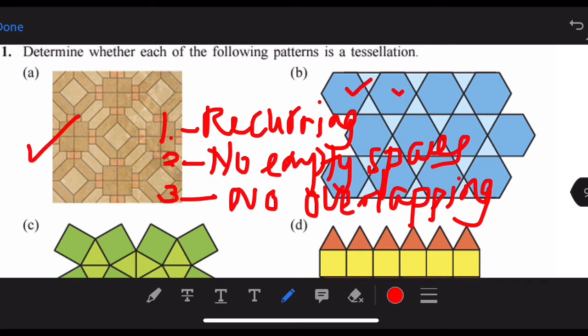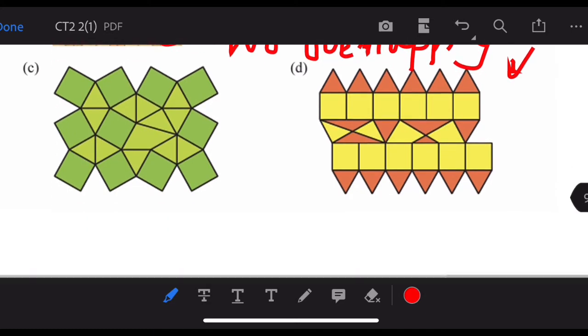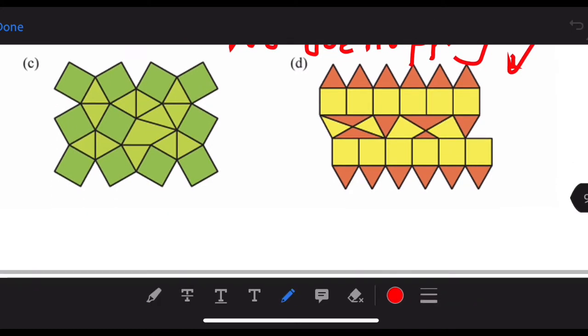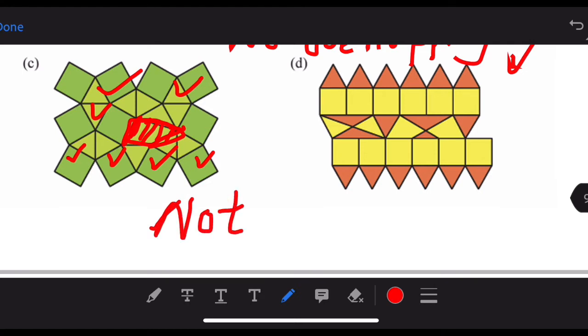For B, this one repeats. Okay, the hexagon repeats, the triangle also repeats, recurring, and no empty spaces and no overlapping, right? There is no overlapping between each shape. And for this one, you can see that this shape does not recur, right? We can see the square recurs, the triangle recurs, but not the shape here. So this one does not recur. So this one is not a tessellation.